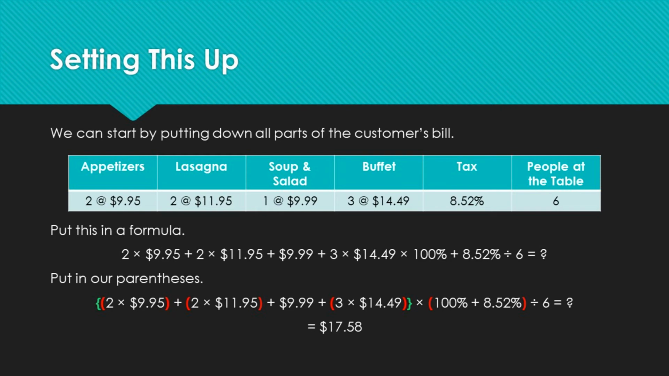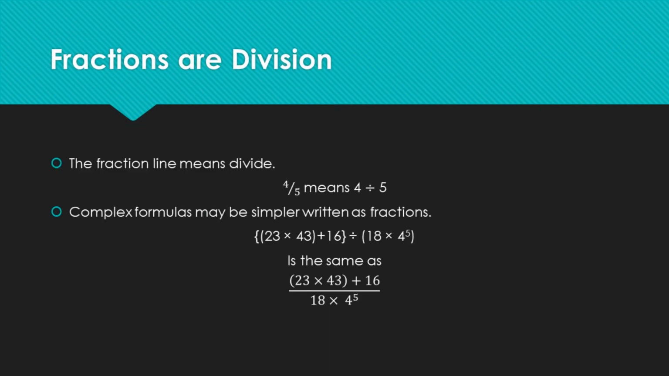We can calculate this by hand, or we use a calculator. Everything in the parentheses will be done first. Then we will do everything within the braces. And finally, we will do what is left. Our answer is that each person owes $17.58.